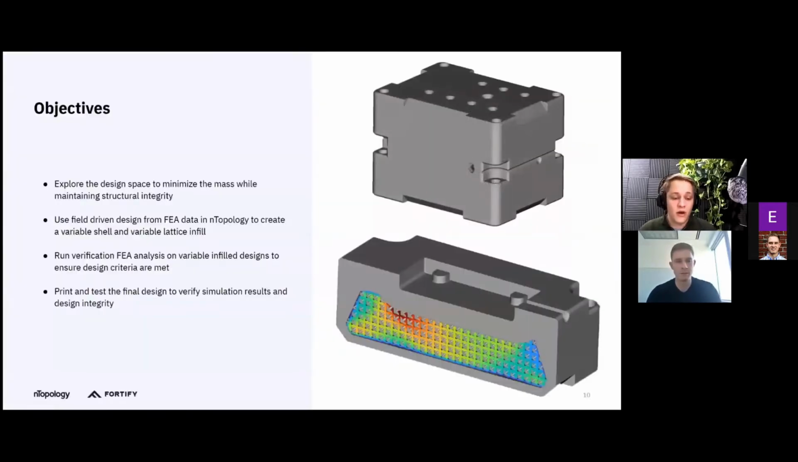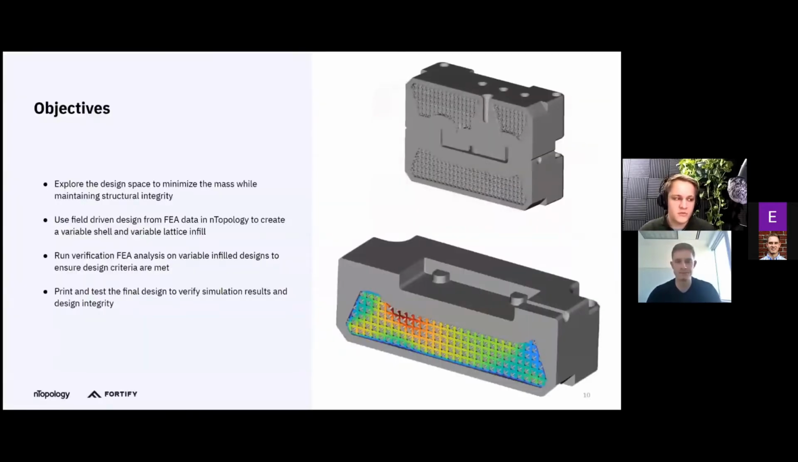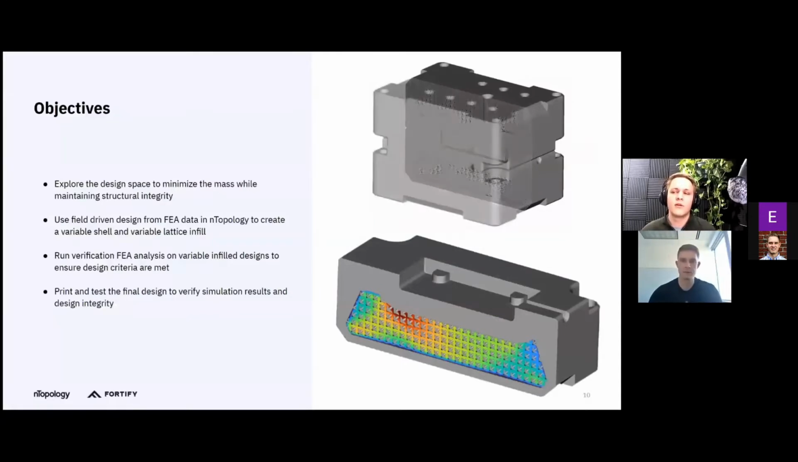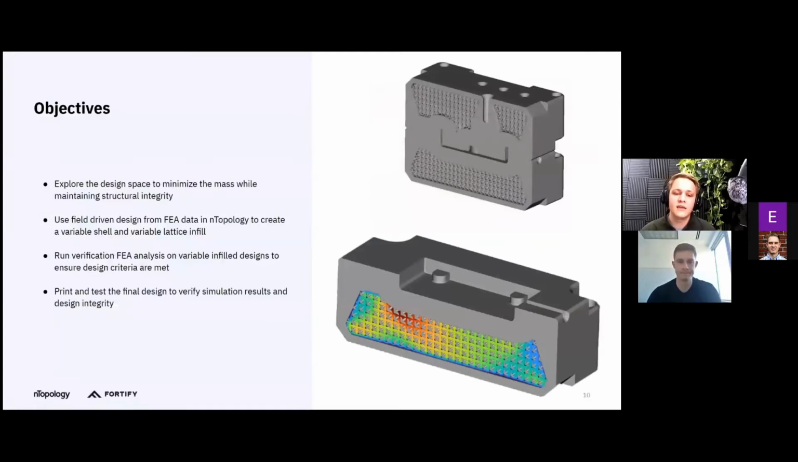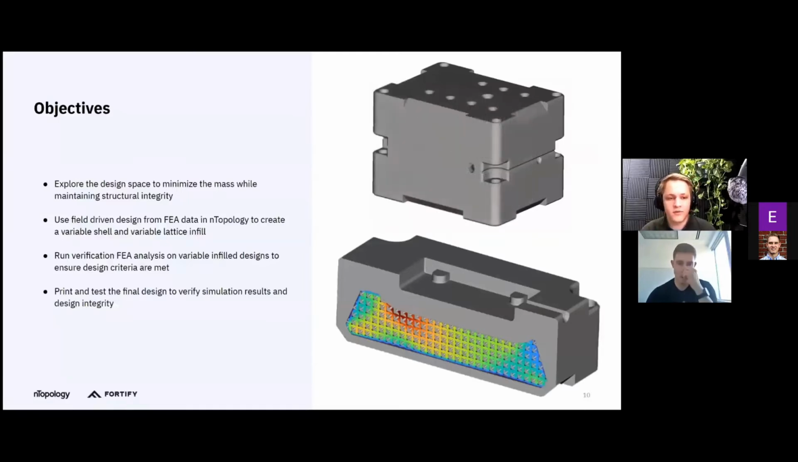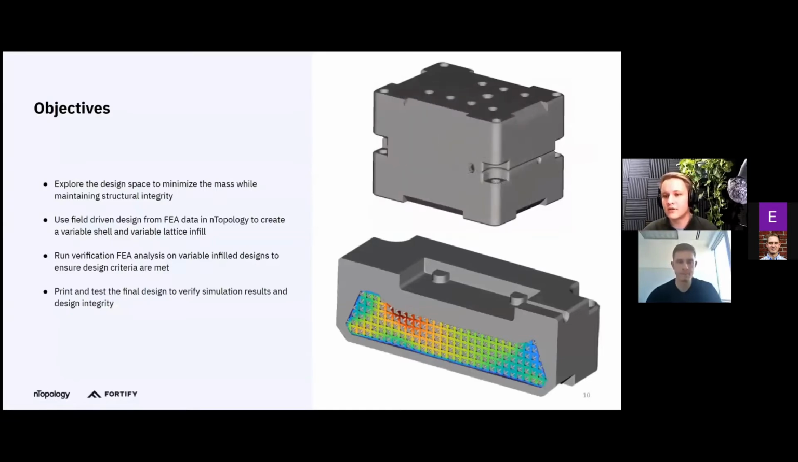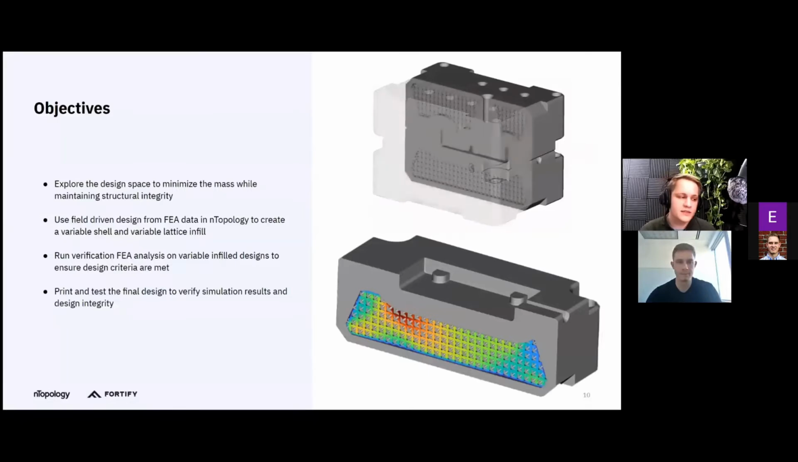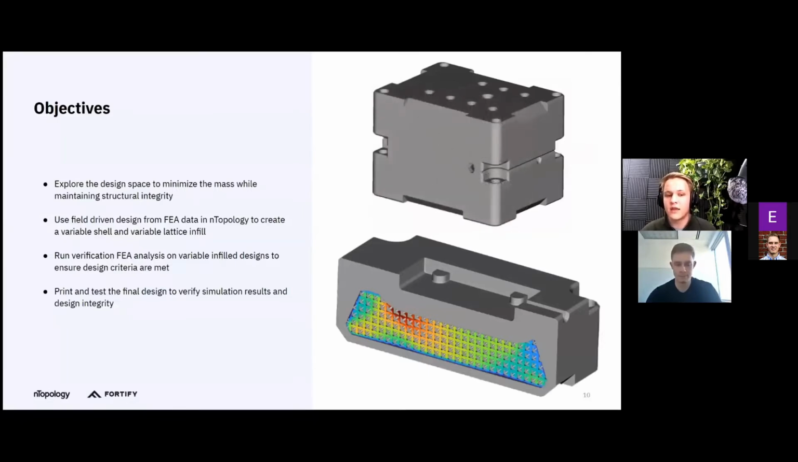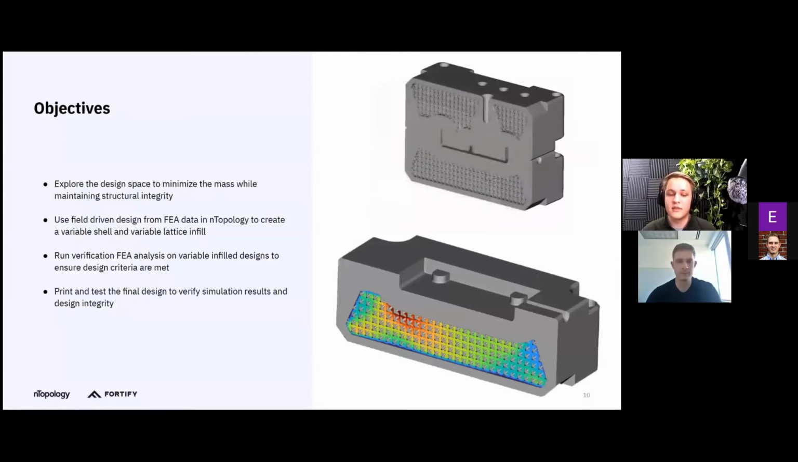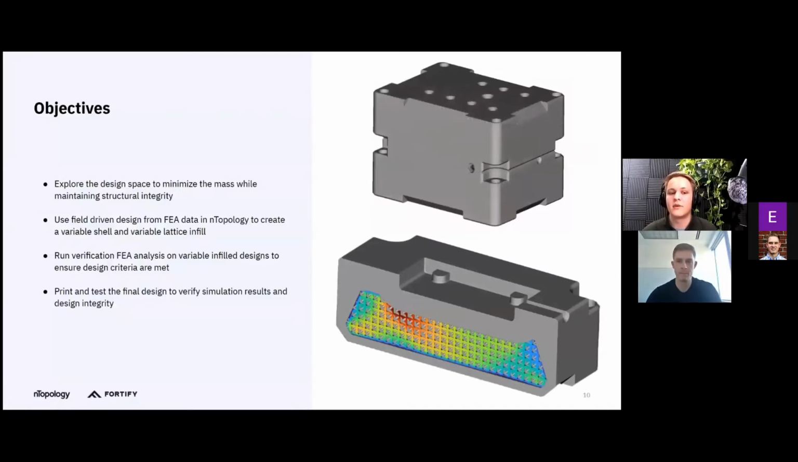Awesome. Well, with all that in mind, let's talk about the objectives of this case study and this webinar that we're going through, because it's a pretty specific task that we're setting out to do. We're taking an injection mold from Fortify, their torture test injection mold, and we're going to be exploring that design space to try and minimize the mass while maintaining the structural integrity, right? As Ben can tell you, some of the main factors in creating these molds are the material use and the printing time. By reducing the mass, we're going to reduce the cost, and we're also going to get some benefits in the printing time that you'll see later.